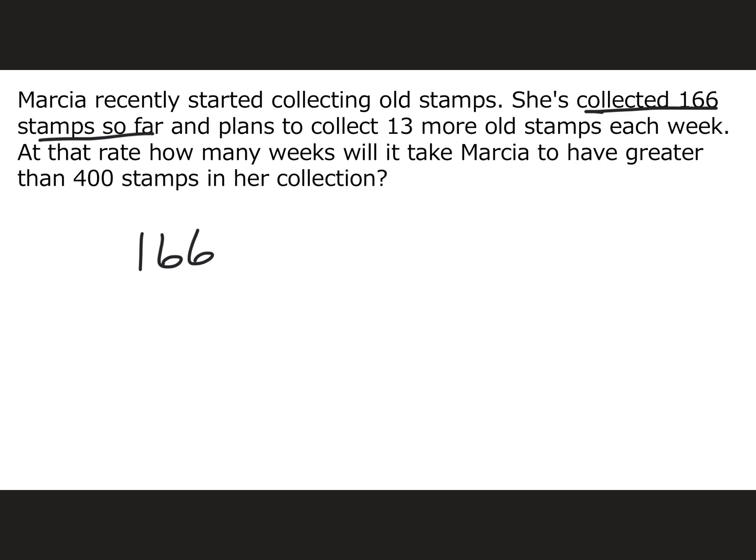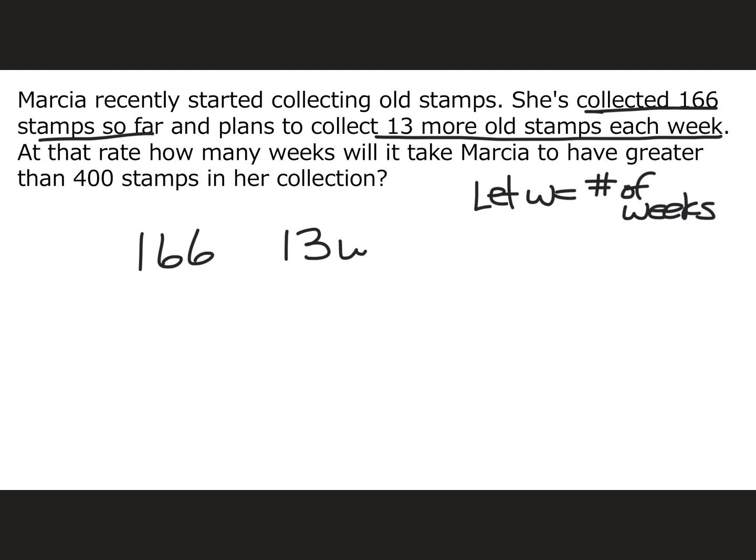So wait a minute. If we want to know how many weeks, let's do this. Let W equal number of weeks. It's always good to define our variable so we know what we're looking at. And so if she's going to plan to do 13 more old stamps each week, that's just 13W. And I'm going to add those together. And now for the inequality, it says that she needs to have greater than 400 stamps. So there we go, greater than 400. So there's your inequality. You're going to solve it just like normal.